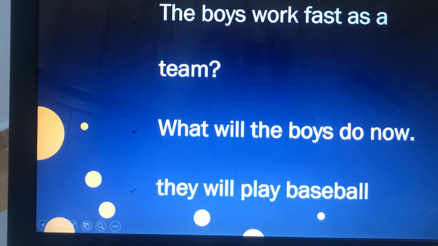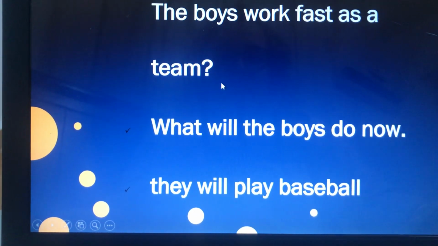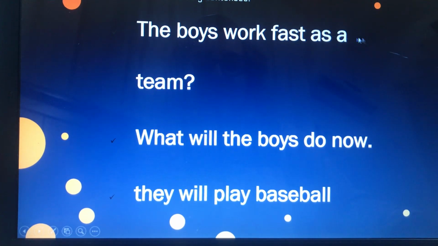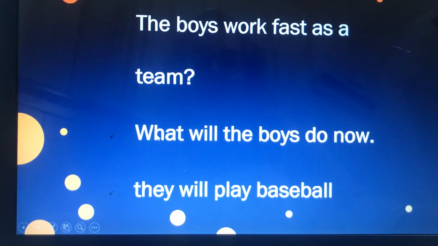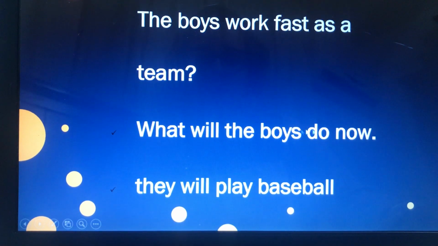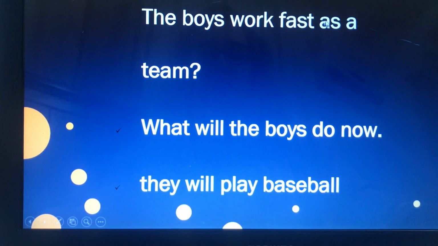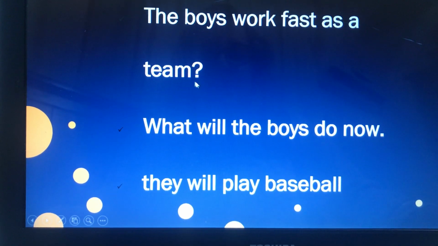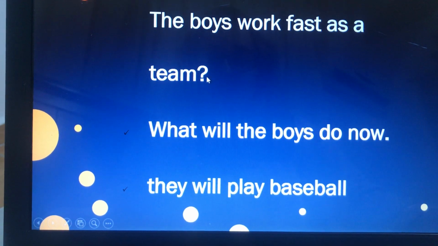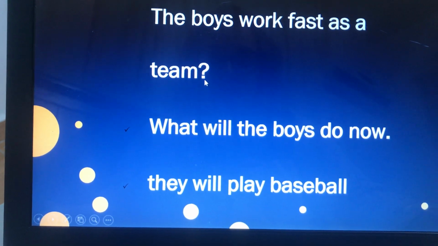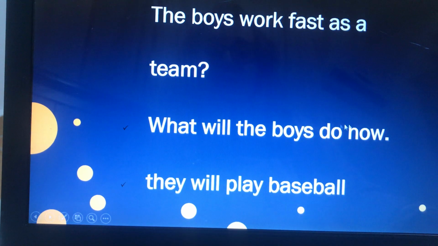So correct the mistakes in the following sentences. We've done this in class, guys. The boys work fast as a team. What will the boys do now? They will play baseball. So number one, the boys work fast as a team. The mistake is in the punctuation. This is not a question, so it's just a period. It's a statement.